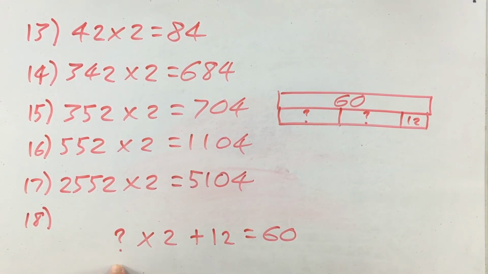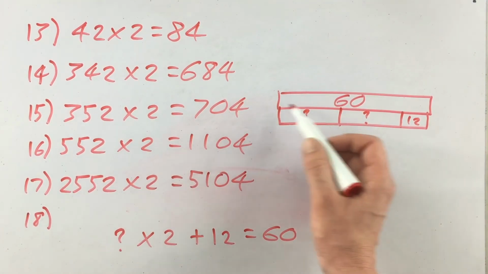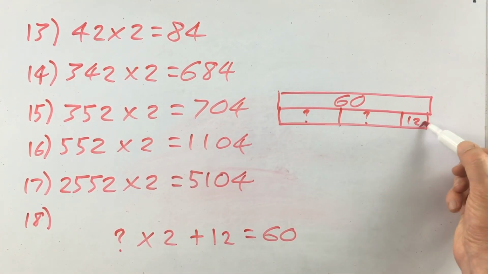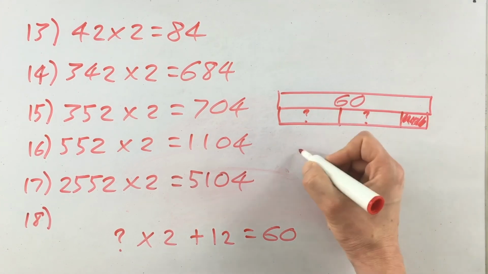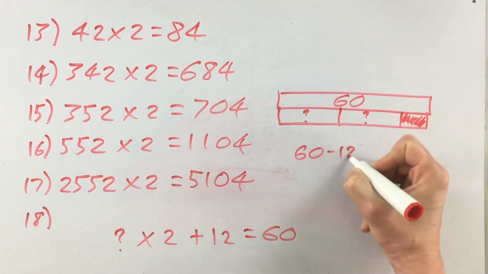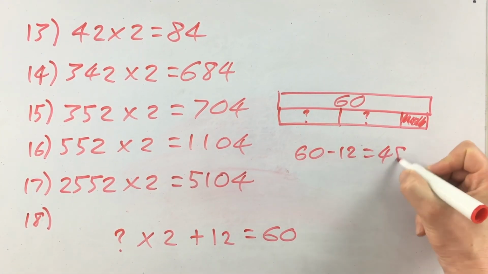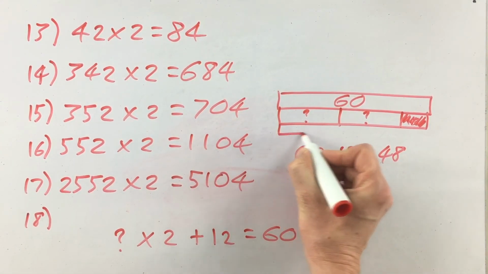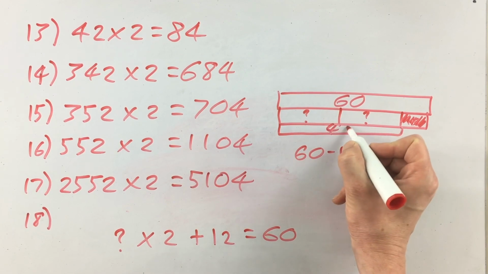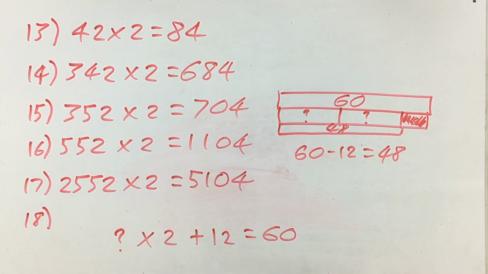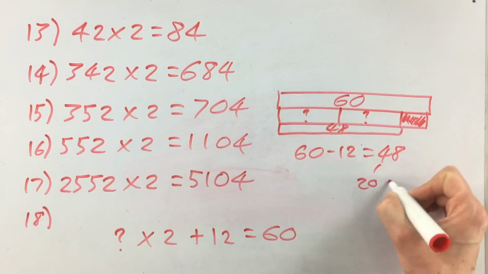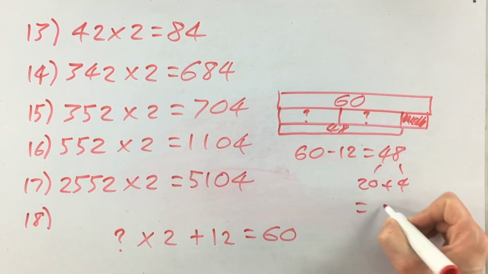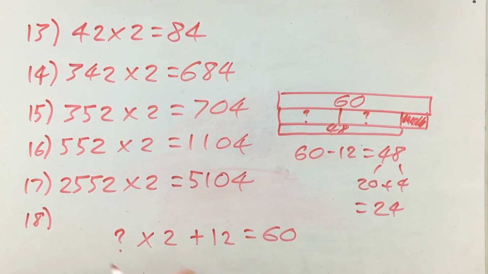So in order to find my answer, I've got to work backwards. So I start with 60, and I take off 12. So this number here is 48. And then I halve 48 to get my answer. And it's 24.